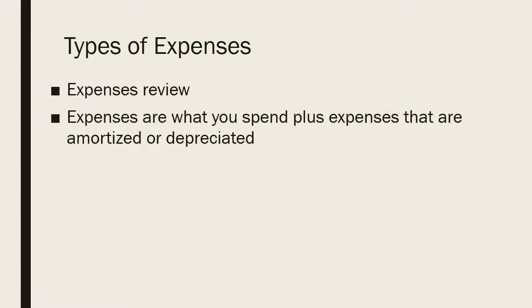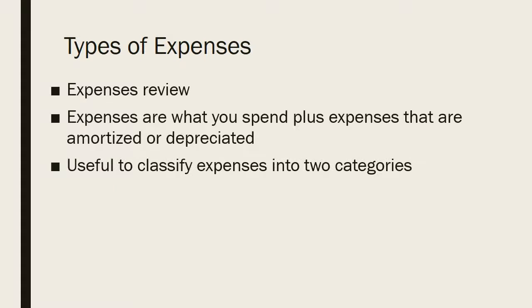Let's quickly review expenses. Expenses, if you remember, are what's going out the door plus whatever is depreciated or amortized. So for example, if your car is worth $10,000 one year and $9,000 the next year, it's like there's an extra $1,000 of expense. It's useful to classify expenses into two categories. One would be fixed expenses. These are expenses that you can't really control over a short period of time. So think, say, your rent. If your rent is $800, it's going to be $800 this month. It'll be $800 next month too. There's not much you can do to actually change that from one month to another.